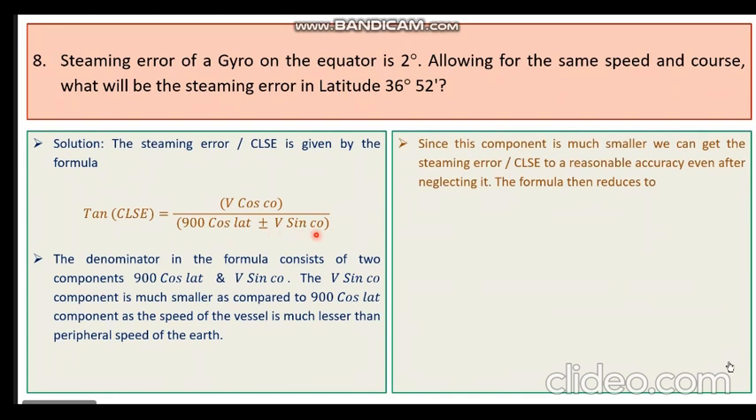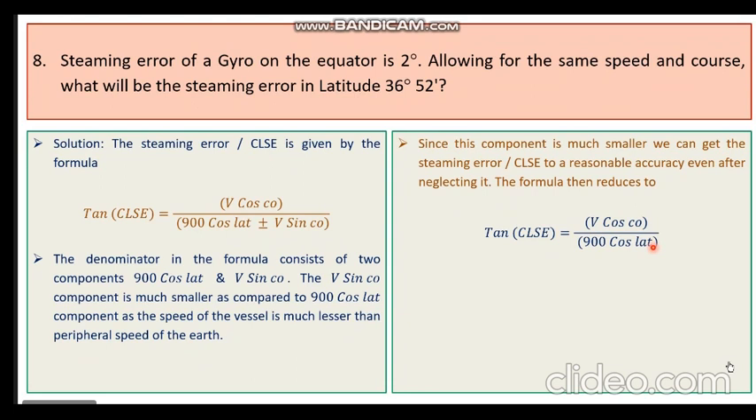Now since this component is much smaller as compared to the first component of 900 cos lat, we can get the steaming error or CLSE to a reasonable accuracy even after neglecting the second component. Now, if we neglect the second component, that is the V sin cos component, the formula then reduces to tangent of CLSE is equal to V cos cos divided by 900 cos latitude. So the formula has been simplified now.